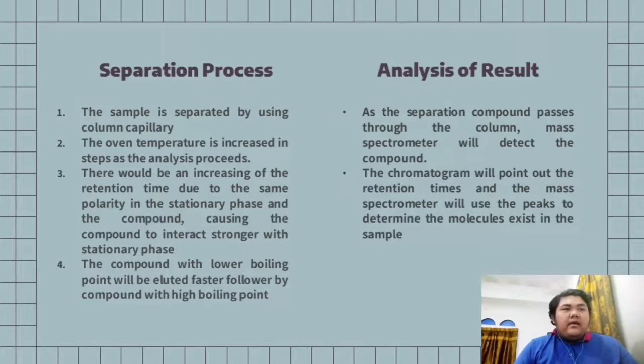So the analysis of the result: as the separated compounds pass through the column, the mass spectrometer will detect the compounds. The spectrogram will point out the retention time, and the mass spectrometer will use the peaks to determine the molarity that exists in the sample.